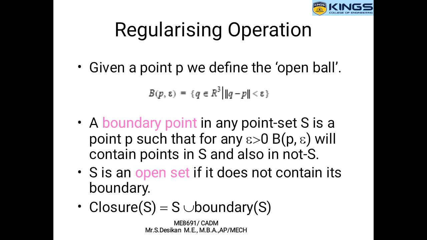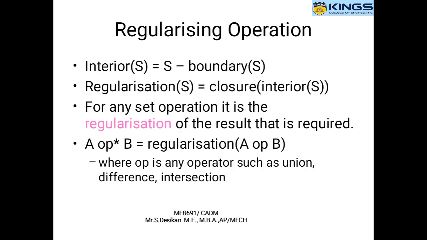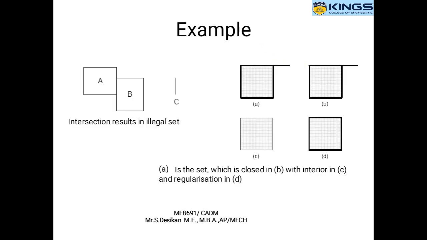So in regularization operation, the normal U is called union, and the inverted U is called intersection. For example, this is the simple example that is given in this.